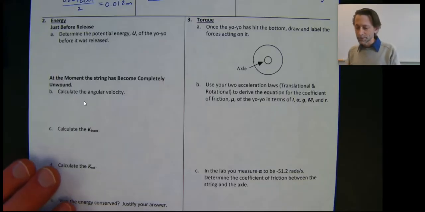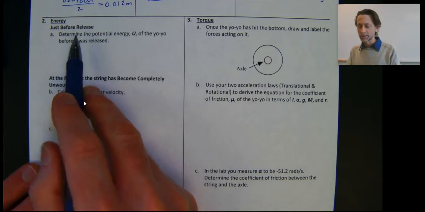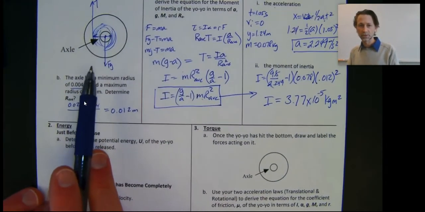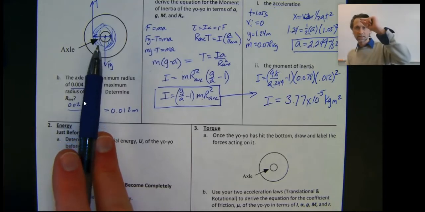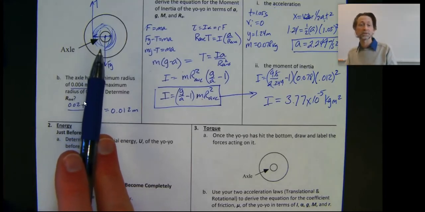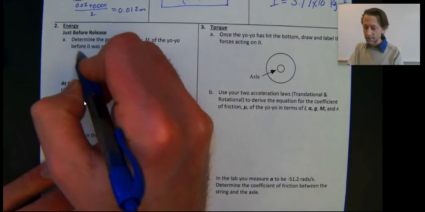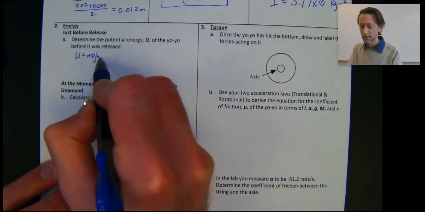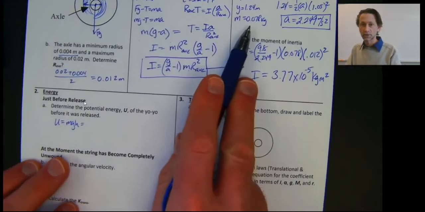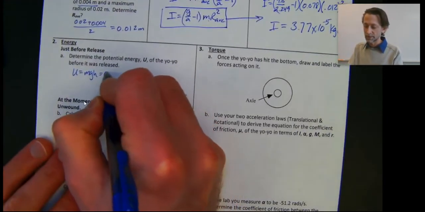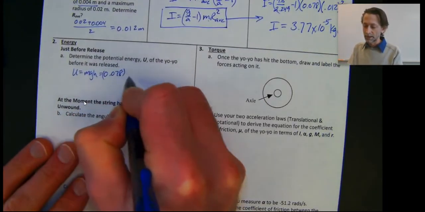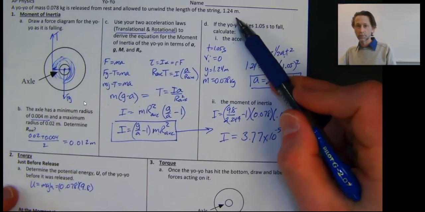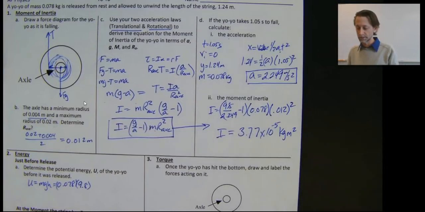So the next thing we want to do then is talk about energy. Just before you release it, remember that the yo-yo is going to have a certain amount of potential energy as it's up before it unrolls and falls down. So in order to find that potential energy, I'm just going to use my basic U equals mgh. We already know the mass of the yo-yo is that 0.078. We know gravity to be 9.8, and we know the height that it's going to fall is that 1.24 meters that were given to us in the problem.